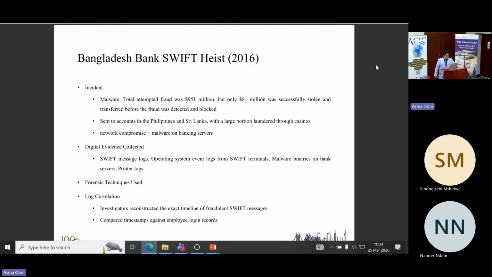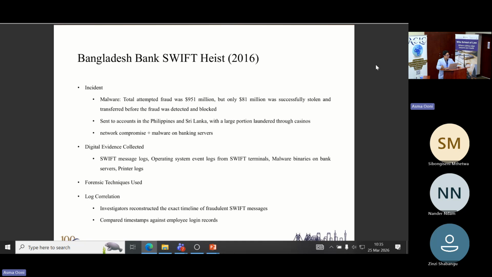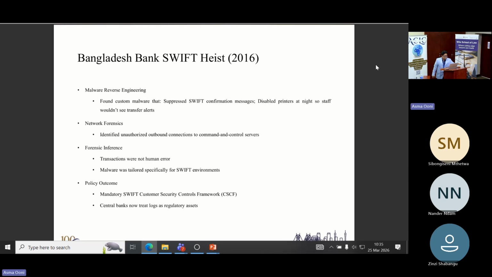So what kind of forensic tools did they use? Log correlation, because as I said, they compared all the timestamps. They prepared the exact timeline of what happened in that particular event. And when there was a mismatch, they found that this was the point where they were targeted. Then they tried to find this malware, and they found that the malware was sitting on this bank server, which stopped the messages and disabled the printer at night, so that the transfer alert could not be sent to the banks. And they also checked with network forensics, where there was unauthorized control and all of this.